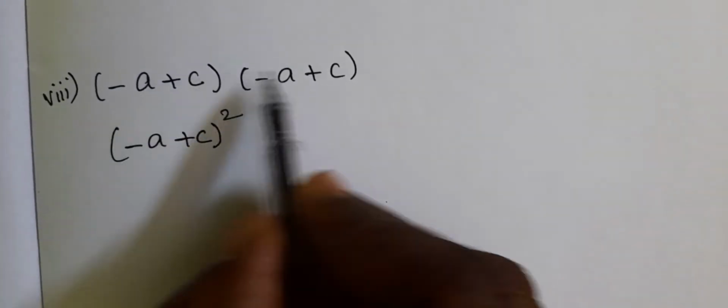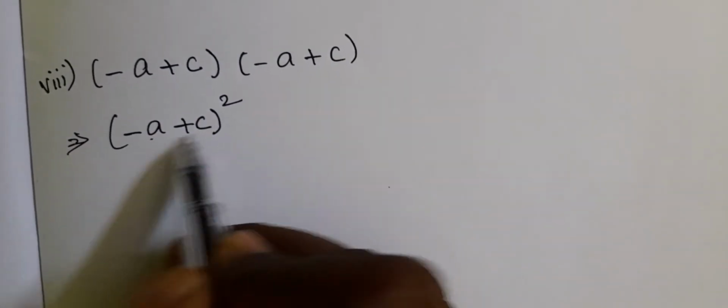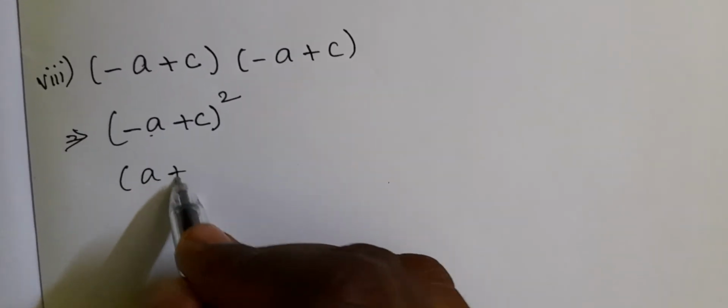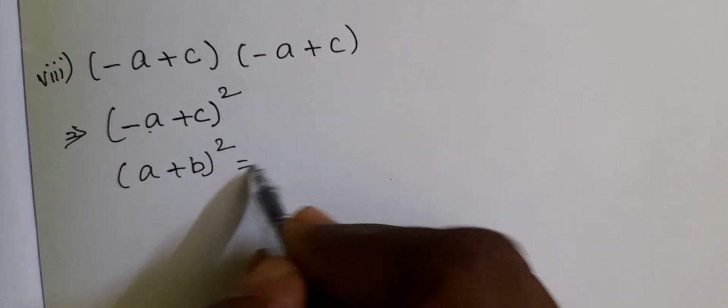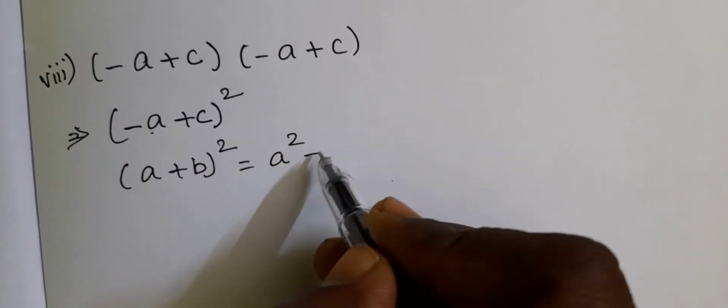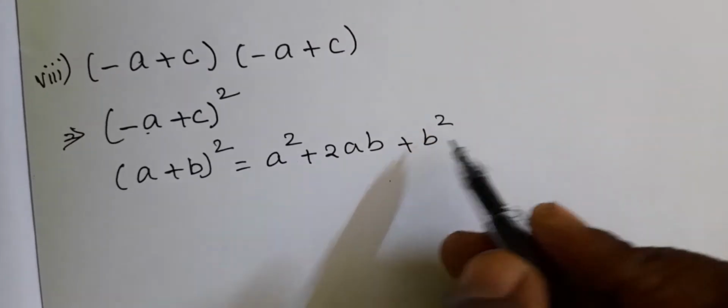Same term, same symbols are repeating 2 times. So I can write this expression as it is. It is in the form of a plus b whole square. The expansion is a square plus 2ab plus b square.